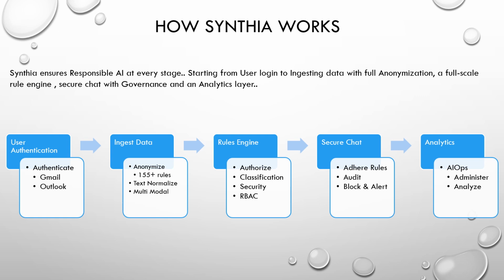Synthia is a five-stage functional process where, when the user authenticates, all the ingestion data is ensured that before it goes into the LLM, the data is anonymized and normalized, and it uses multi-models to ensure that all the data is clean. And then we have developed a rules engine using Google Sheets, just so that there's a lot of rules we need to embed. So we leverage Google Sheets there, which I'll show in the demo. And then all the items are checked on a secure chat. And then we have the analytics layer powered with AIOps and administration.